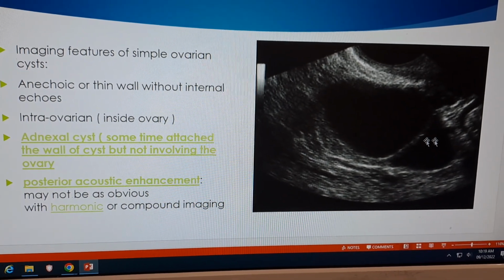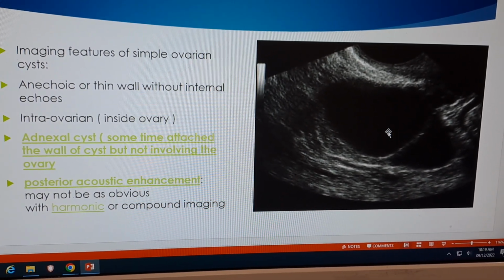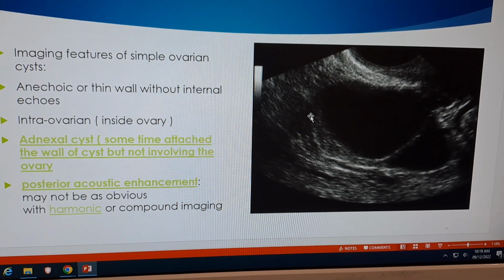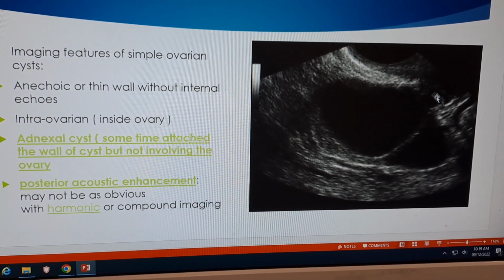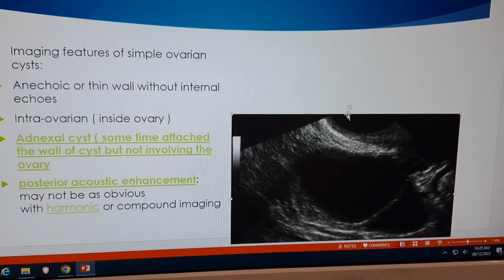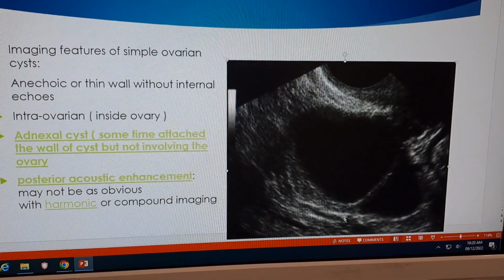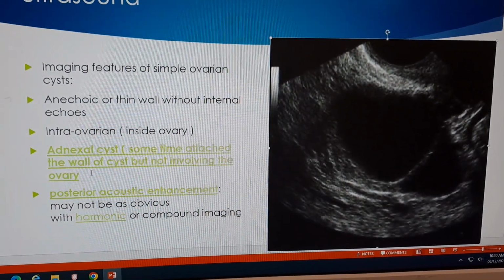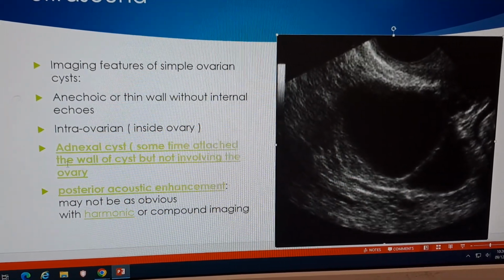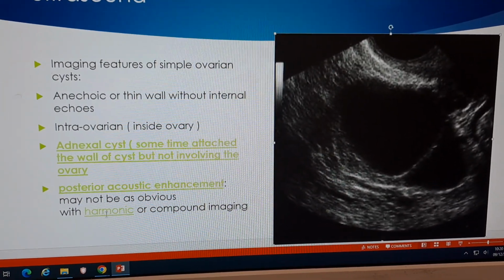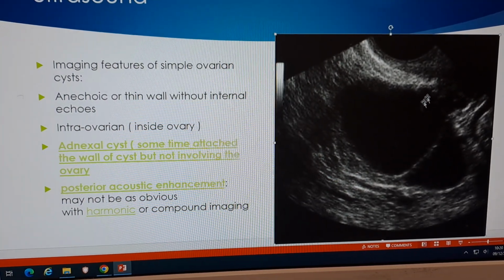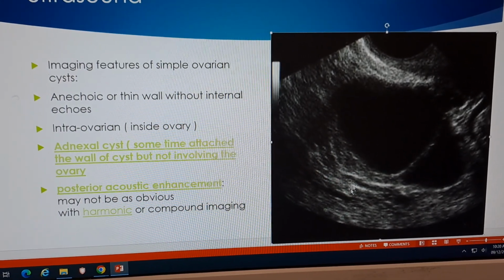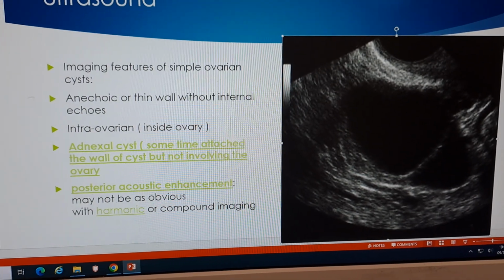What are the findings on ultrasound? As I told you, simple cysts have a thin wall, are echo free, and sometimes are biloculated. A simple cyst can also have some septum in it, but it has no internal echoes and no vascularity around the cyst. Sometimes the cysts are attached to the wall of the ovary, which is called an adnexal cyst. On ultrasound the simple cyst gives a posterior acoustic shadow, which is just like a darkness behind the cyst. This is called a posterior acoustic shadow.